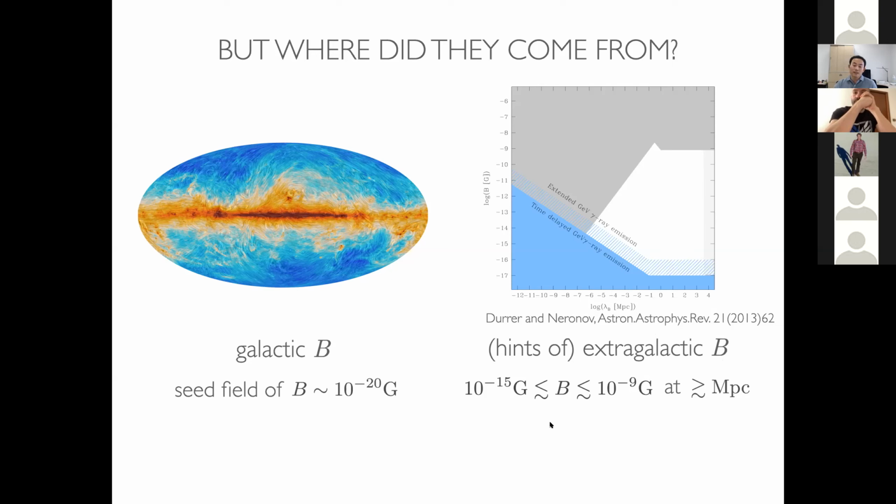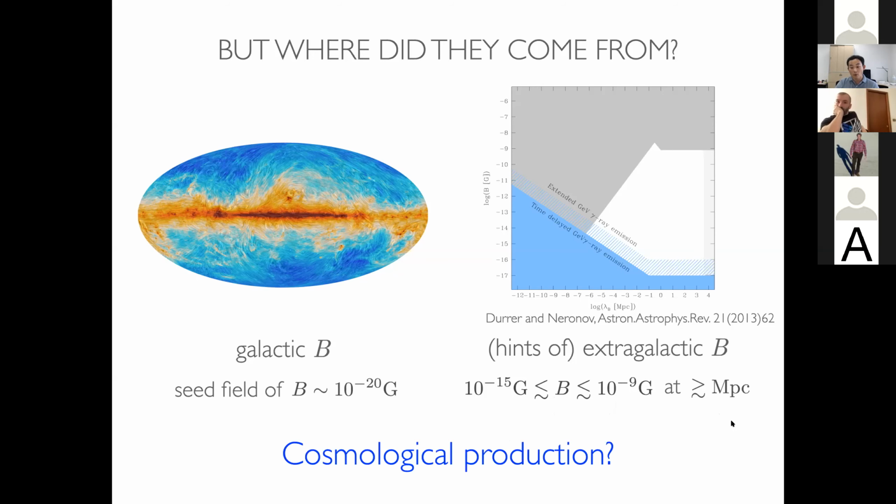But the difficulty with trying to explain these with astrophysics is that these are magnetic fields in the intergalactic void regions. So there's basically no matter, which makes it very difficult for astrophysics to produce these magnetic fields. And on top of that, these are magnetic fields with a very large correlation length, like at least megaparsec, which makes it even more difficult, if not impossible, for astrophysics to explain their origin. So the situation seems to be calling for a cosmological explanation for the origin of these magnetic fields.